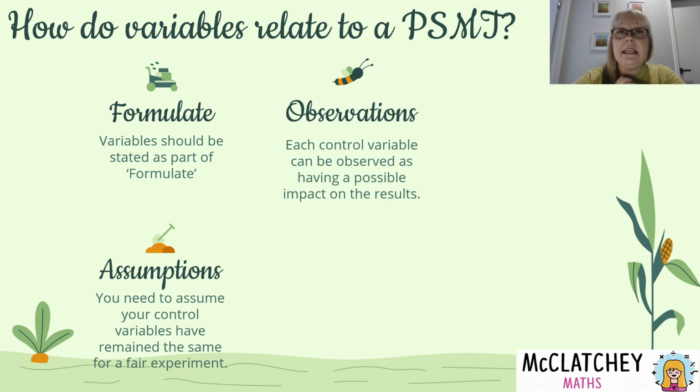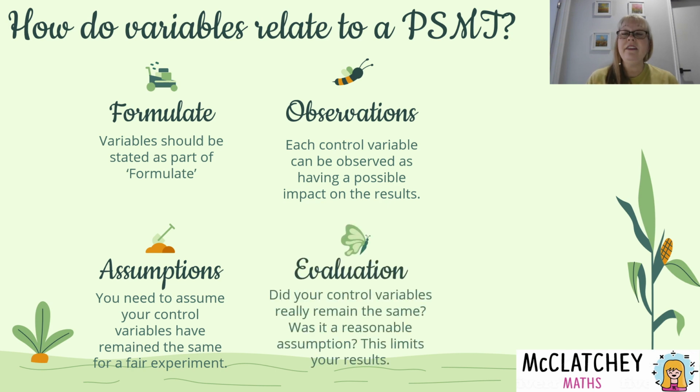So when you're stating your variables, you can actually refer to these control variables in your assumptions by assuming they stay the same. So you observe that sunlight has an effect on how tall plants grow, and then you assume that the sunlight will be the same for each plant to maintain a fair experiment. Big clues here. Okay, then later on in your report, you're going to evaluate your results. You're going to think about how those results, whether they were fair, whether they were reasonable. Did your control variables really remain the same? So that's when you need to reflect now.